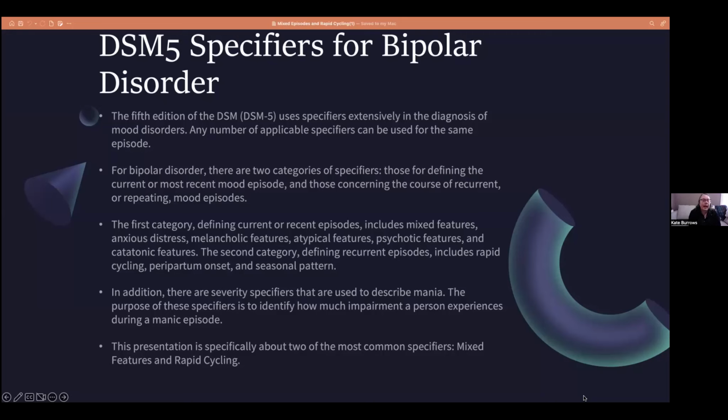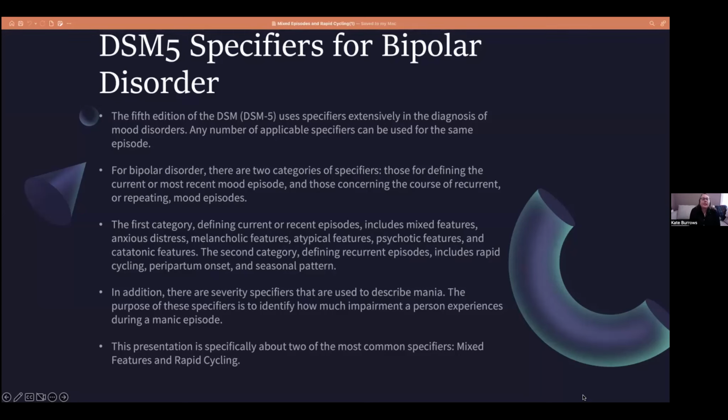So for example, a common kind of bipolar diagnosis may be bipolar disorder, mixed features, seasonal pattern. That means you have bipolar disorder as a whole, with your most current episode having mixed features, and a seasonal pattern, which means that maybe every spring you have a mixed features episode. There are also severity specifiers used to describe mania only. The purpose of these specifiers is to identify how much impairment a person experiences. Two of the most common specifiers are mixed features and rapid cycling, and that's what we'll be talking about today.